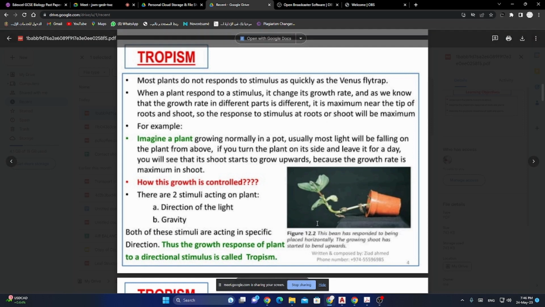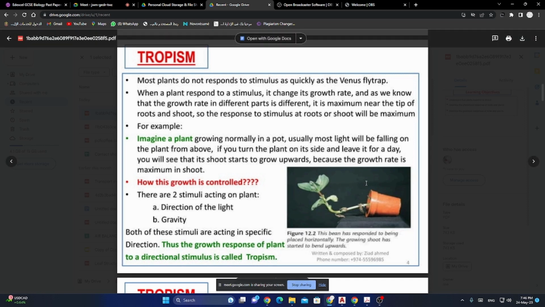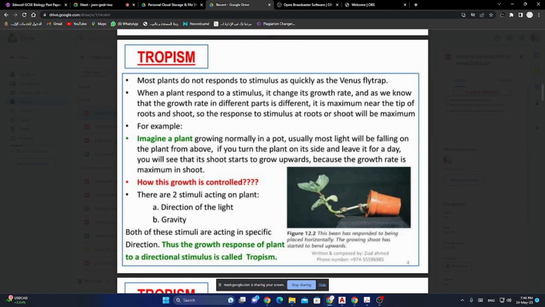Let's say the sunlight on this plant is uneven. For example, you are putting it upright, but shining light from the right side instead of upwards. So the plant is going to bend towards that light in order to get as much light as possible. Okay.